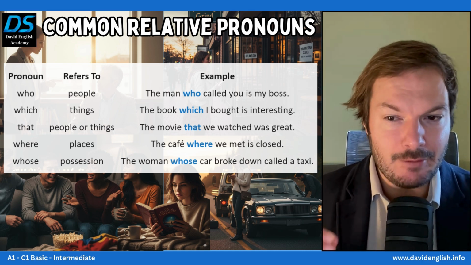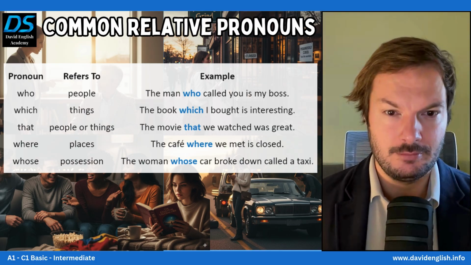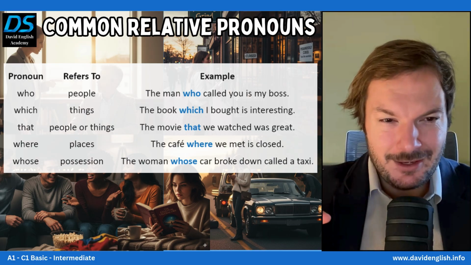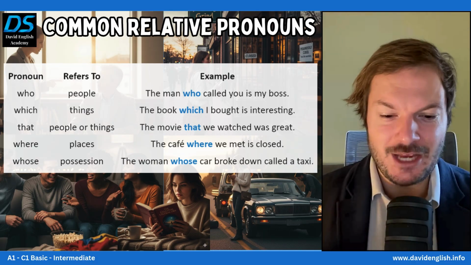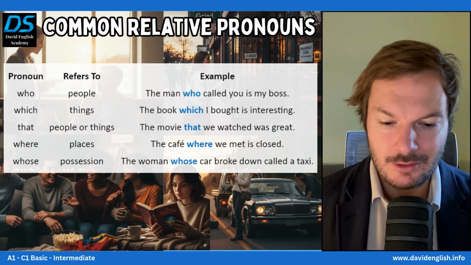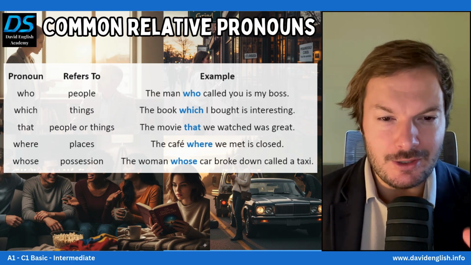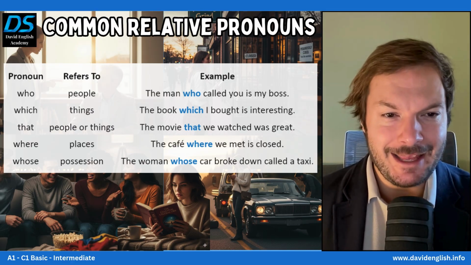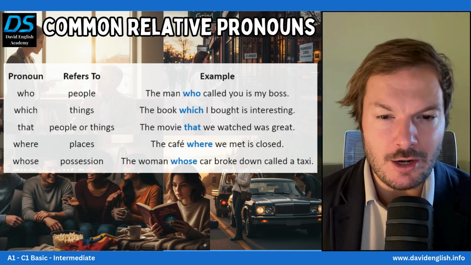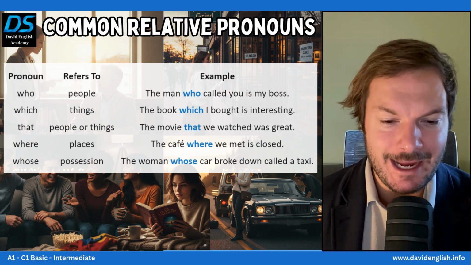And now we have the pronoun whose. It refers to possession. The woman whose car broke down called a taxi. Again, the woman whose car broke down called a taxi.